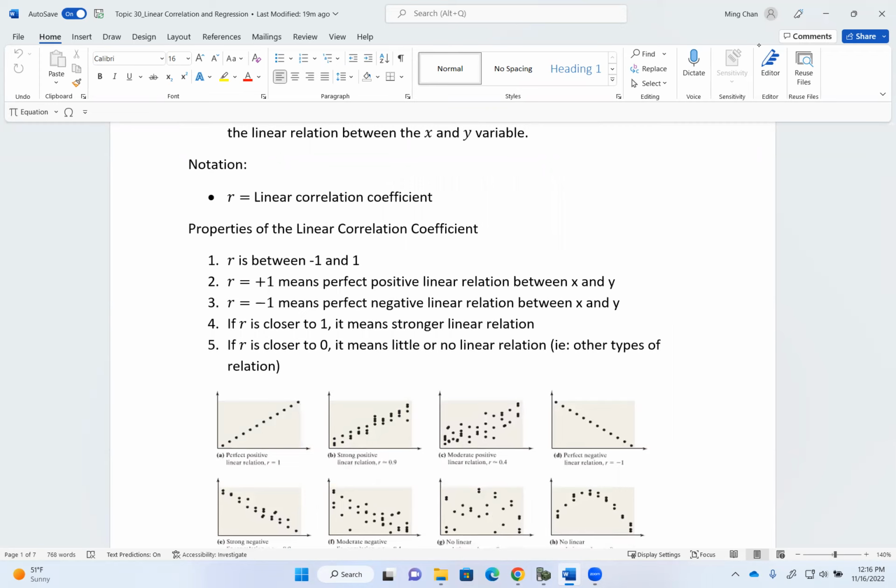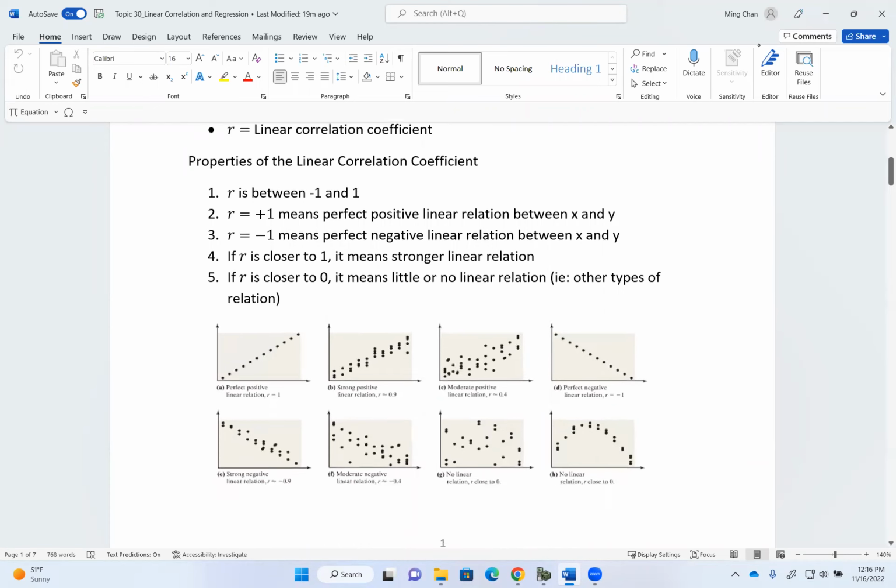+1 means a perfect positive linear relation. It's almost like a perfect straight line. Your data actually creates this perfect straight line, so we call that a 100% fit. -1 means a perfect negative linear relation. It's going downward, a perfect straight line. But when we collect data, it's not going to be perfectly in line like that. So if the correlation coefficient r is close to 1, the closer to 1, the better. That means the stronger the linear relation.